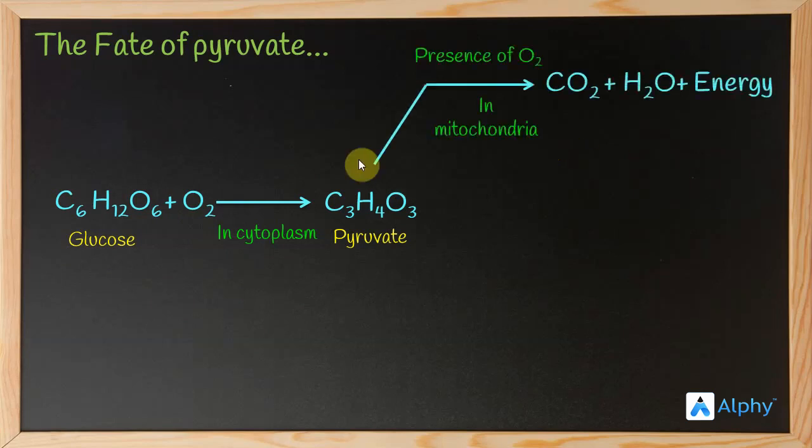Okay, this is the first reaction, which we have already seen in the earlier slide. It is the fate of pyruvate in aerobic respiration, that is, which happens in the presence of oxygen. And this process occurs in the mitochondria. Now mitochondria, as you all know, is an organelle which is also known as the powerhouse of cells, right? Here the pyruvate breaks down to release carbon dioxide, water and energy.